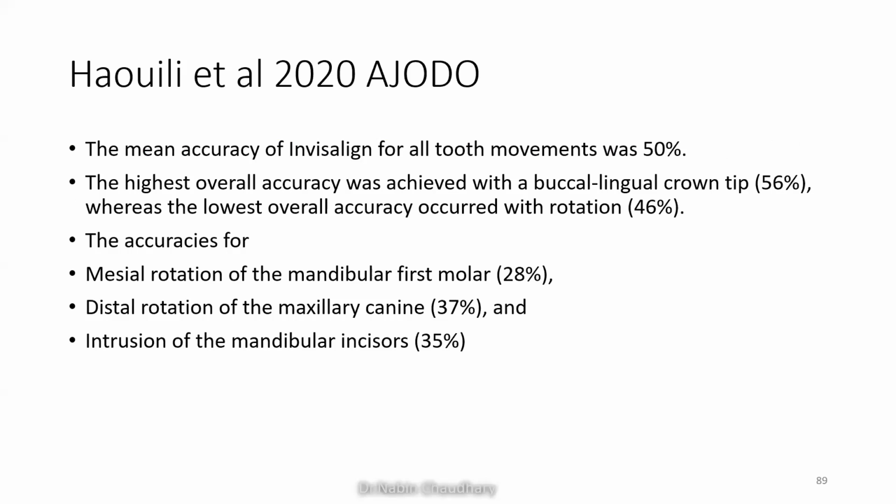So this is the recent article in AJODO by Hawari et al. in 2020. They said that the mean accuracy of Invisalign for tooth movement is generally 50%, and the highest accuracy was observed for buccal crown tip, which was 56%, and the lowest overall accuracy was with rotation, that is 46%. The accuracy for the mesial rotation of the mandibular first molar was 28%, and the distal rotation of the maxillary canine was 37%, whereas the accuracy for intrusion of the mandibular incisors was 35%.